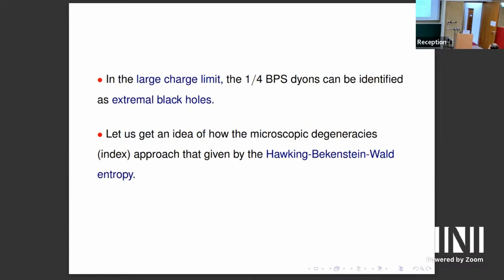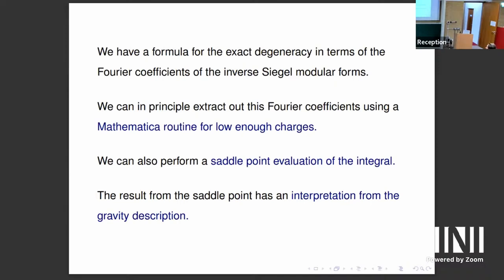So we have a formula for the exact degeneracy, right? It's a very explicit formula. And in principle, using Mathematica, we can extract the low coefficients. We just expand it the way we are supposed to, and we can read out the low Fourier coefficients. We can also perform a saddle point evaluation of that integral, right? And the result from saddle point is what has an interpretation in terms of the gravity description. And since we have this Mathematica routine, we can try to compare it against the saddle point, which is what we'll do.